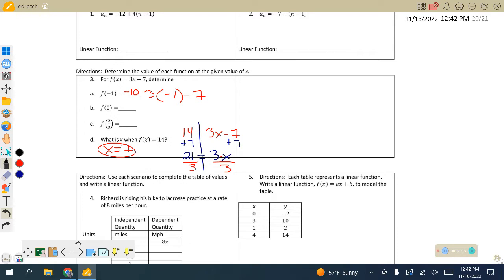On number 5, do we have ourselves a linear table or not? Well, first off, it actually says yes, we do. It is a linear table. What we want to write then is a linear function. We want to write ax plus b for number 5. So we just did that a second ago in our notes.